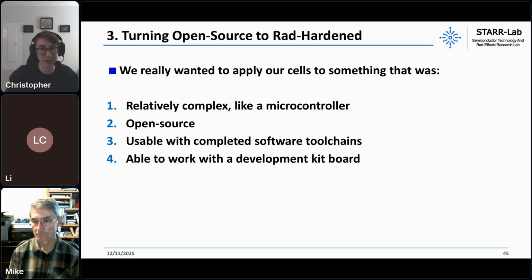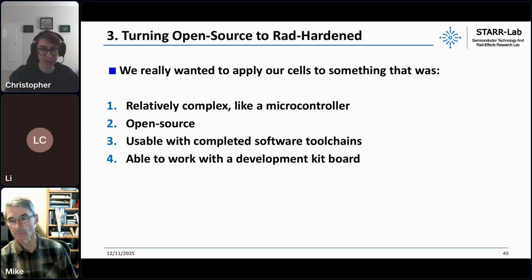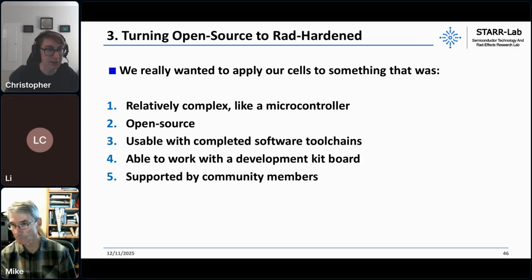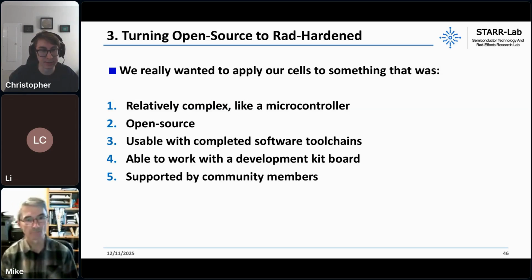Also, something that came with an existing development kit board that we could base ours off of for our chip, so that we can connect all the peripherals up and communicate with the device. That would also be a great thing to have. And finally, something that had support and an active community, so that if we wanted to ask questions or collaborate, we could do so.